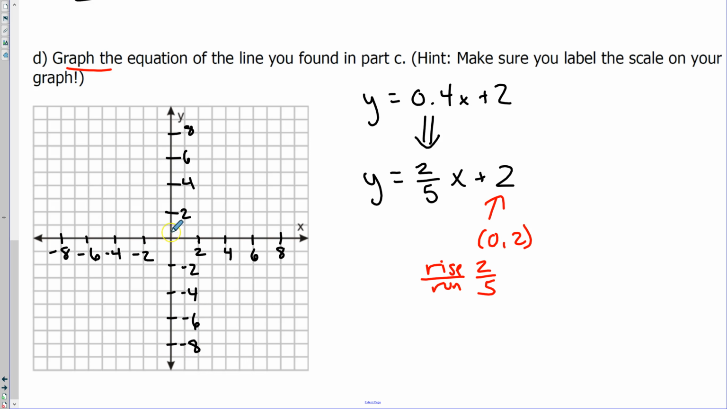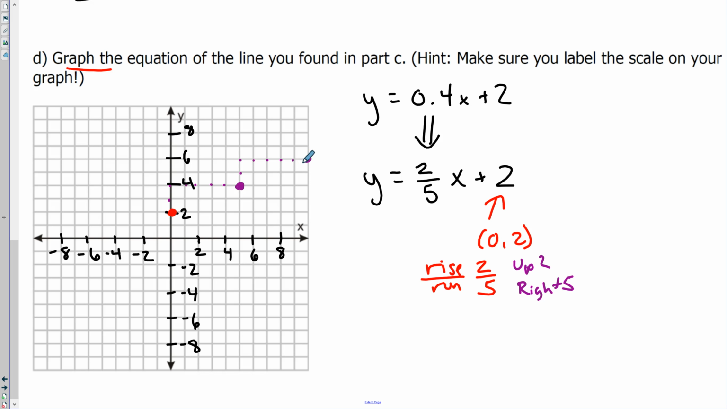So I'm going to start with my y-intercept point (0, 2). Then I'm going to count off my rise and run. So the rise is positive. That means I'm going to go up 2 units. And then my run is positive. That's movement to the right 5. So from my y-intercept point, I'm going to go up 2, right 1, 2, 3, 4, 5. There's another point on my line. And I can keep doing that as many times as I want to.